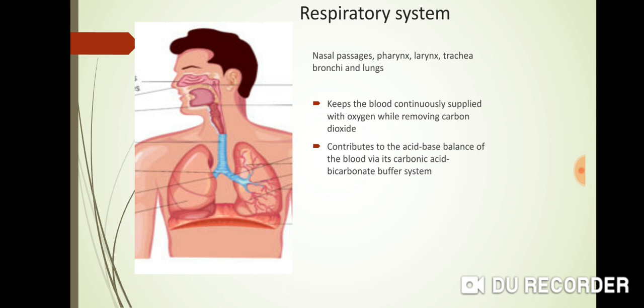So the upper respiratory tract includes there the nasal cavities, the nose, sinuses, pharynx, larynx above the vocal folds, while the lower respiratory tract are the lower part of the larynx, the trachea, bronchi, bronchioles, and the alveoli. So this will keep the blood continuously supplied with oxygen while removing carbon dioxide. This also contributes to the acid-base balance of the blood.